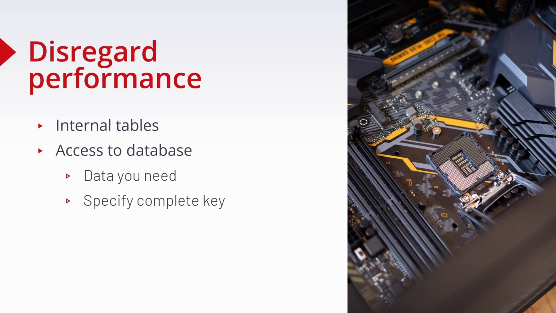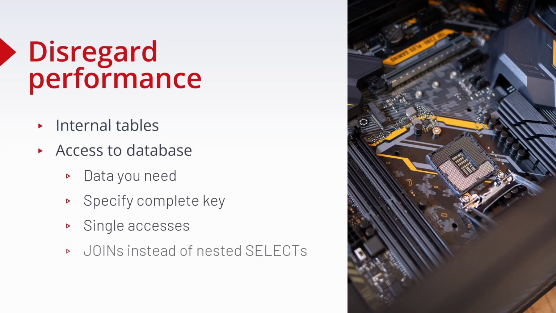You specify a complete key. So you're using where conditions, between, and like, and you just specify the complete key. You avoid repeated single accesses, and you use joins instead of nested selects.